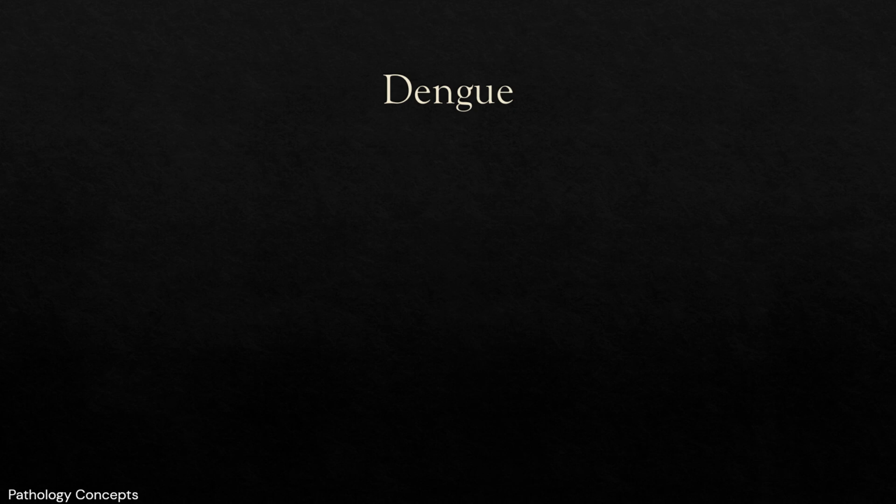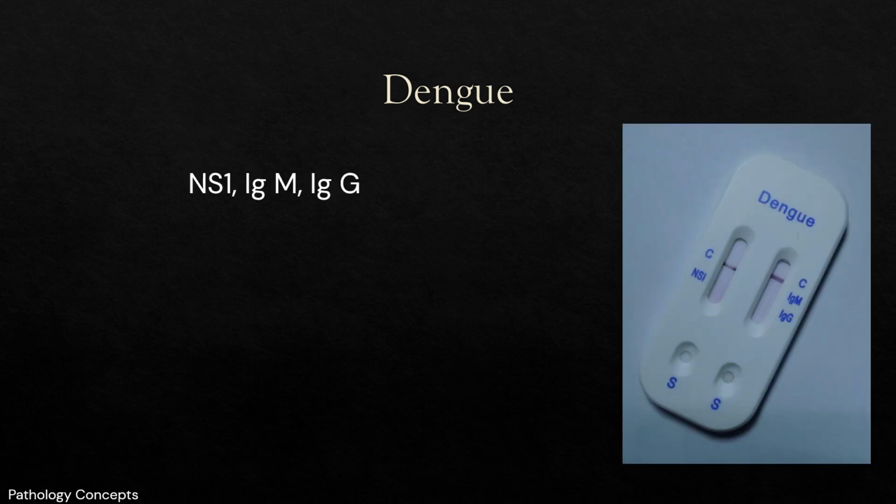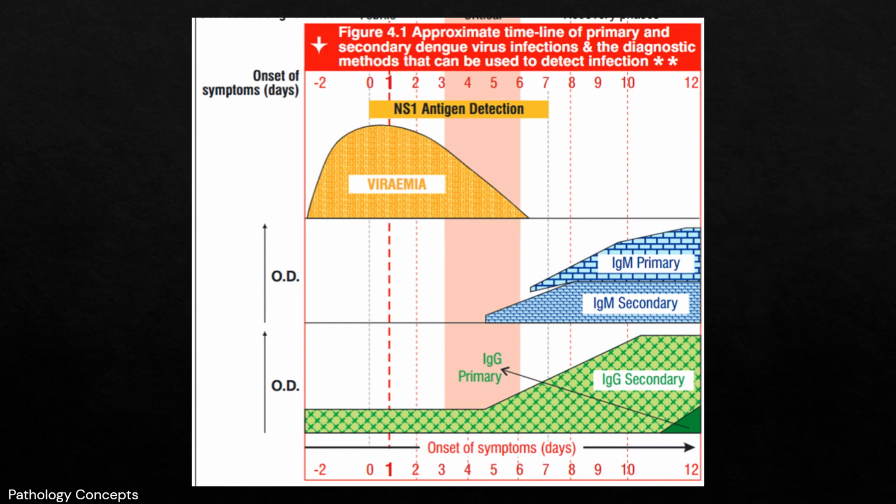Dengue. The rapid tests detect NS1 antigen, that is the non-structural protein of dengue, and IgM and IgG antibodies of dengue. In the first 1 to 5 days, NS1 will be positive, and after 7 days, NS1 should be negative. So it is not recommended to do a test of NS1 after 7 days.